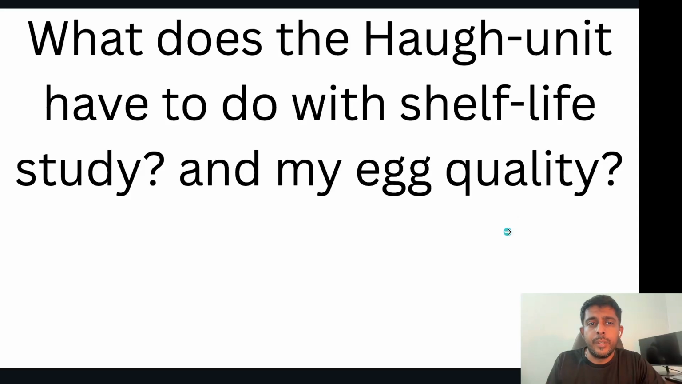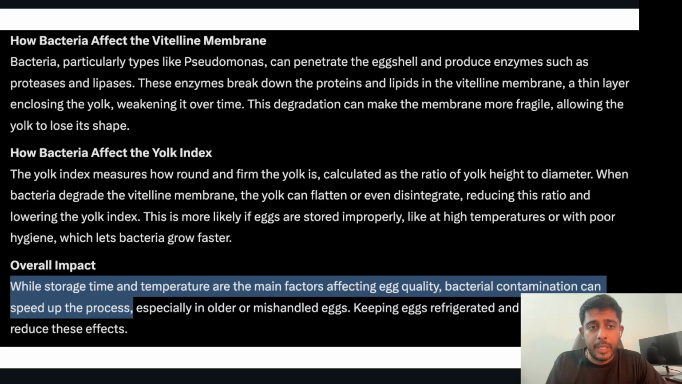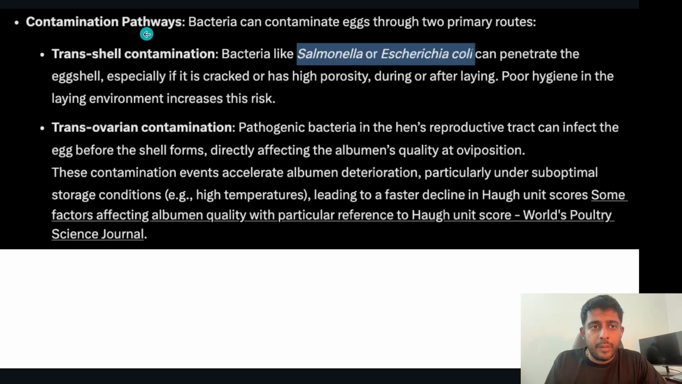So what does the Haugh unit have to do with shelf life study and microbial quality? According to globally peer-reviewed research, absolutely nothing. But this is how the bacteria can affect overall impact. While the storage time and temperature are the main factors affecting egg quality, bacterial contamination can speed up the process. So bacterial impact on the Haugh unit, especially Pseudomonas, can affect it negatively. There are also different pathways.